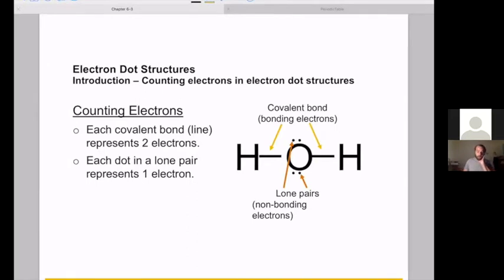Okay. Importantly, we need to be able to count the electrons that we see in a given Lewis dot structure.